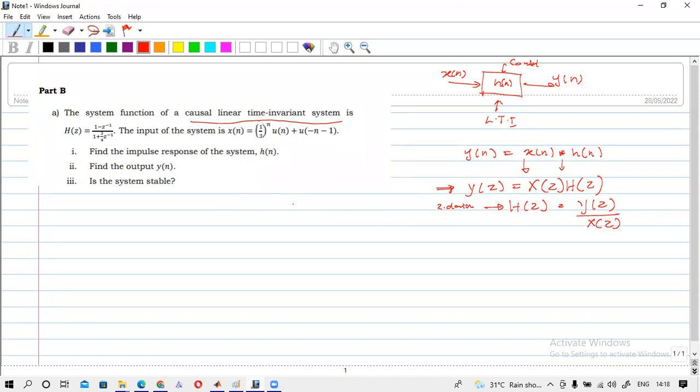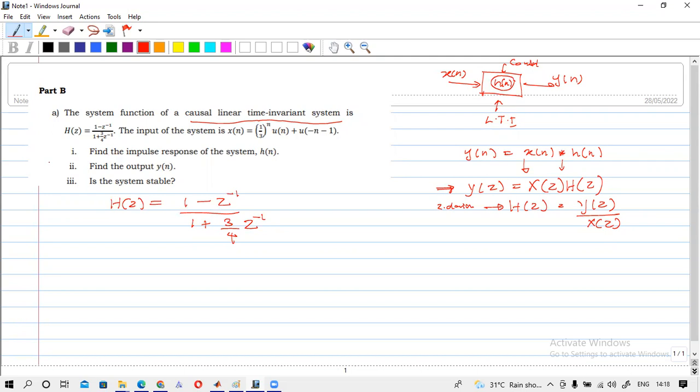Now we have this knowledge. Now we are given H(z). We are given the Z transform of this impulse response. We know that it is one plus three-fourths z to the minus one.